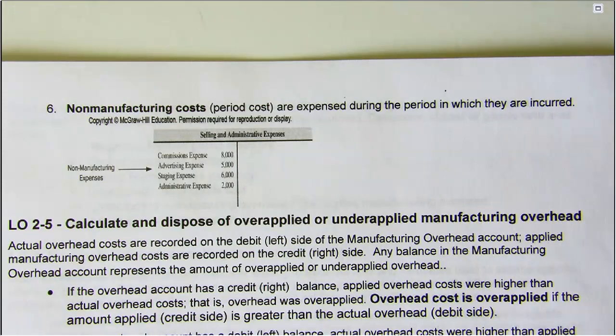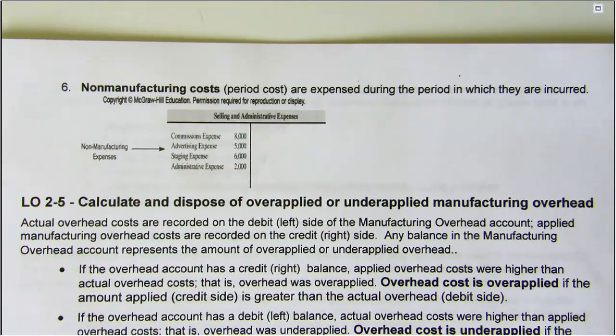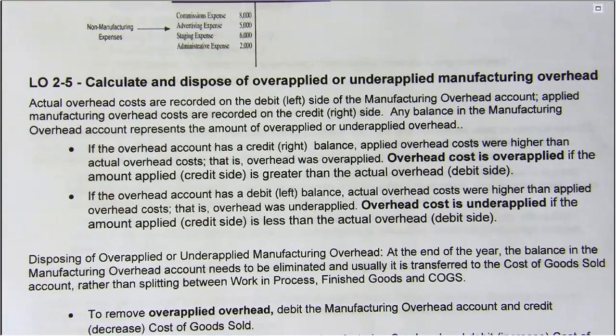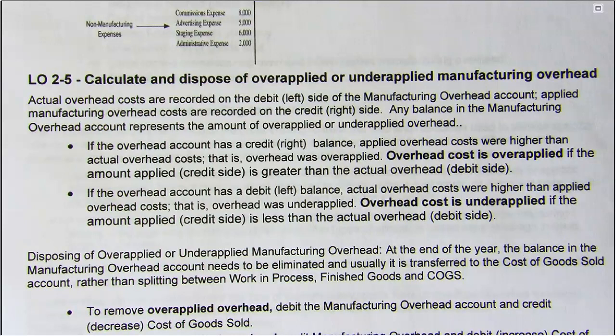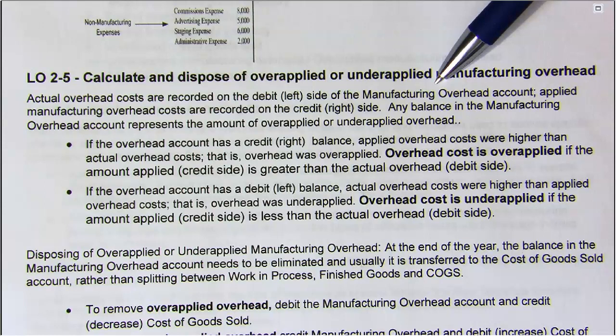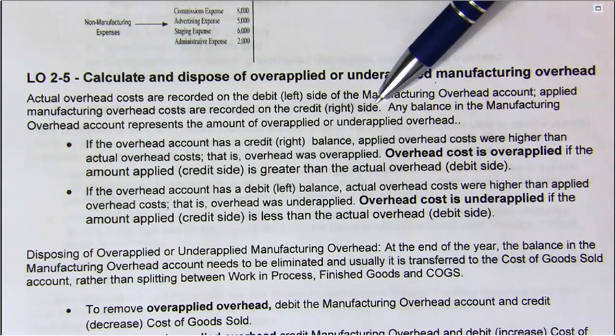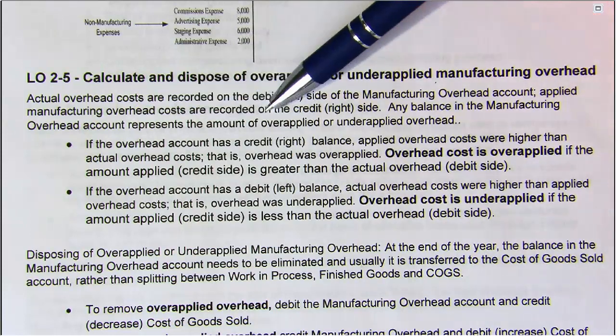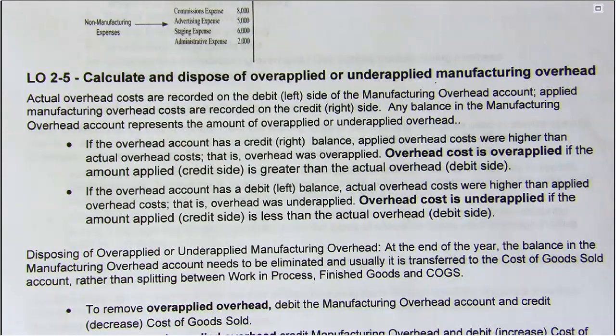Now, while we're here, let's take one more moment and talk about overapplied or underapplied manufacturing overhead. We said actual overhead costs are recorded on the debit, or the left side, of the manufacturing overhead account, and when we apply overhead, we credit that account. So any balance in the manufacturing overhead account represents the difference between the actual and applied overhead. And so we would call that amount either overapplied or underapplied overhead.